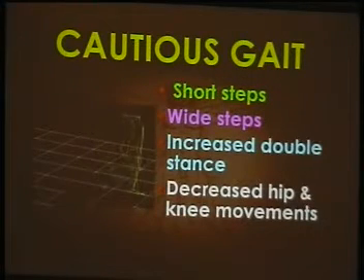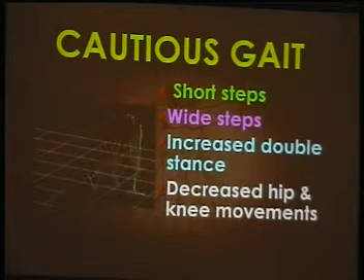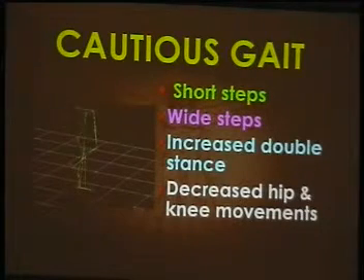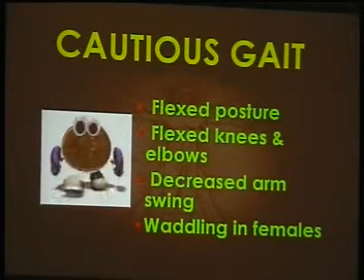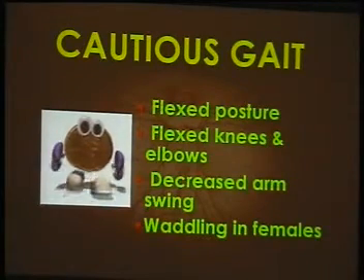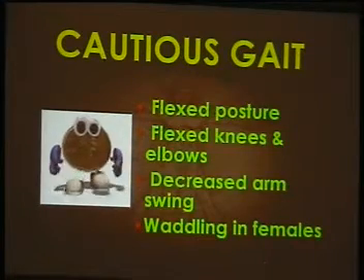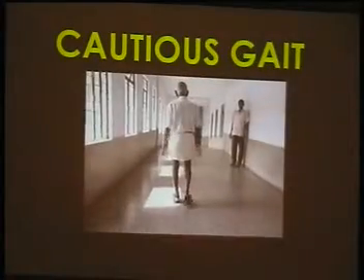It is classically described as cautious gait. He walks usually with short steps, steps are wider, there is increased double stance. That means he stands on both feet longer than others, and there is decreased hip and knee movement. This is because there are generalized degenerative changes in all the joints, muscles, ligaments, everywhere. He walks with a little bit of stoop posture. There is flexed knee and elbows, decreased arm swing, and you get a type of gait called waddling gait, which I will deal with later, in females.